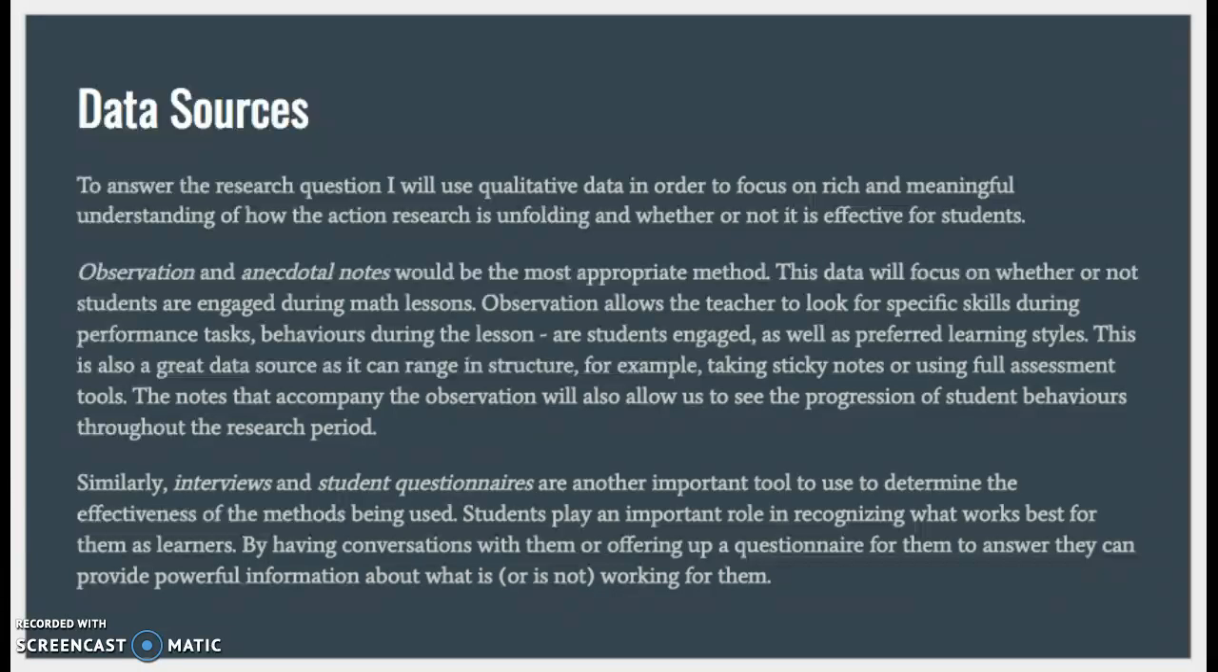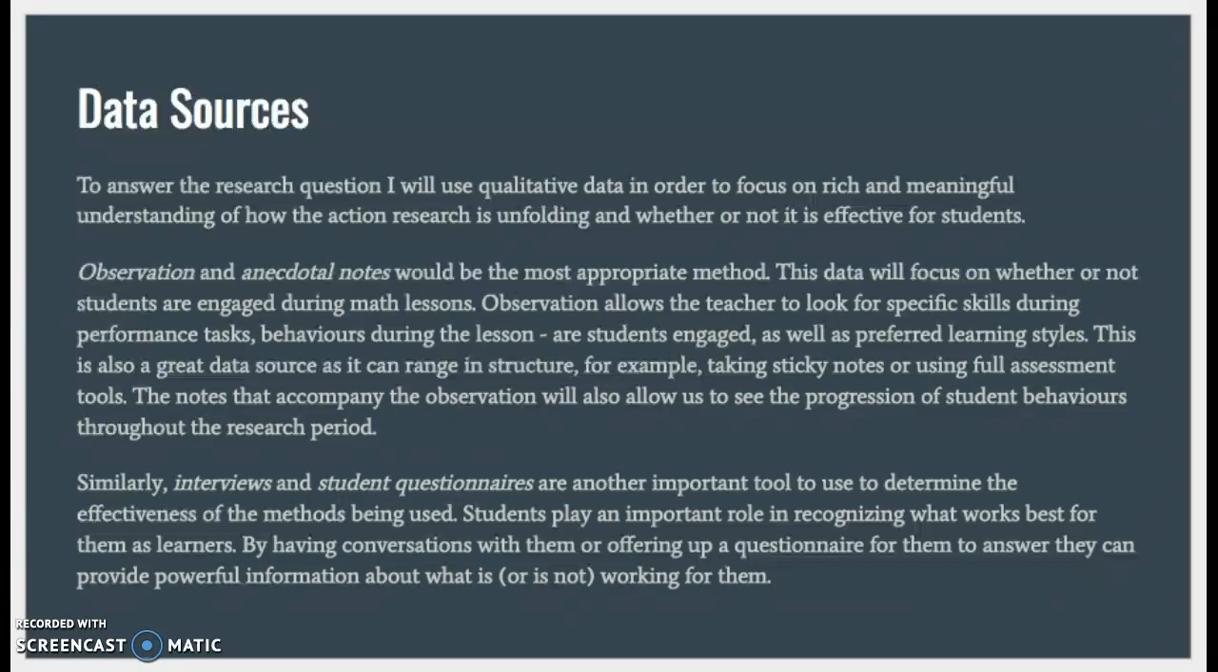Another tool that I'll use is interviews and student questionnaires. So this gives students voice as they play an important role in recognizing what works best for them as learners. So by having conversations with students and offering up a questionnaire, they are getting to input their voice and tell you, hey, I think this is working, or you know what, this isn't working for me and this is why.